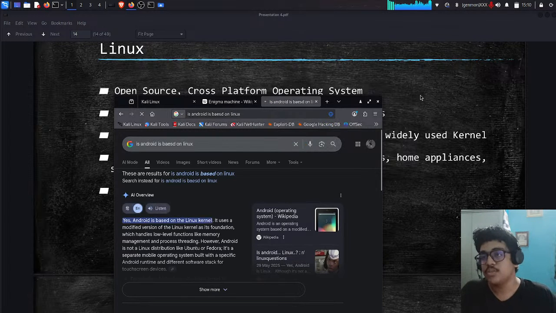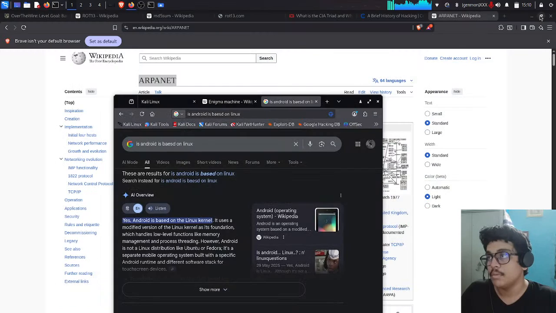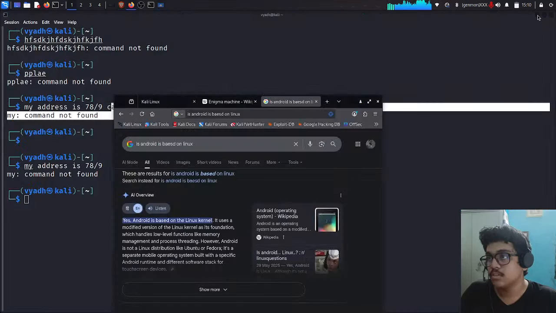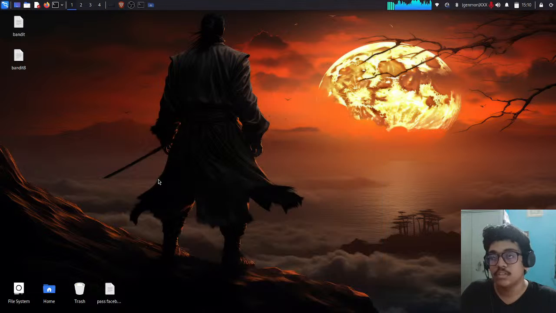Yes, Android is based on the Linux kernel. I've said it earlier. So smartphones, laptops, for example, this is my screen. If we minimize it once, let's just not see this wallpaper, but this is Kali Linux. This is also my operating system, and it is also based on Linux.